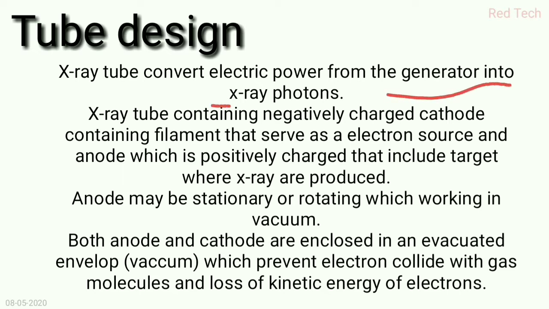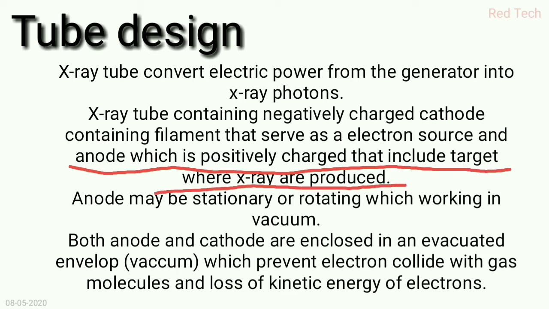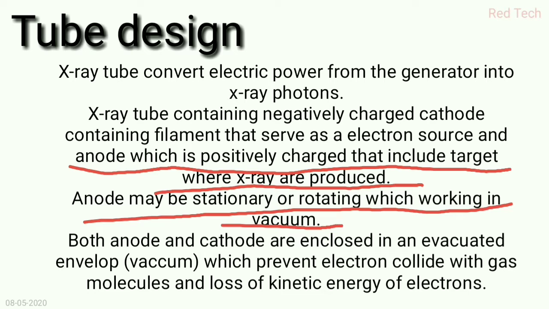Basically, in tube design, the X-ray tube converts electric power from the generator into X-ray photons. The electricity comes from the generator, and the conversion of electric power into X-ray photons happens in the tube. An X-ray tube contains a negatively charged cathode containing a filament, which serves as an electron cloud, and the anode. One is cathode and another is anode. The cathode is negatively charged, the anode is positively charged, and at the cathode there is an electron source, you can say that.